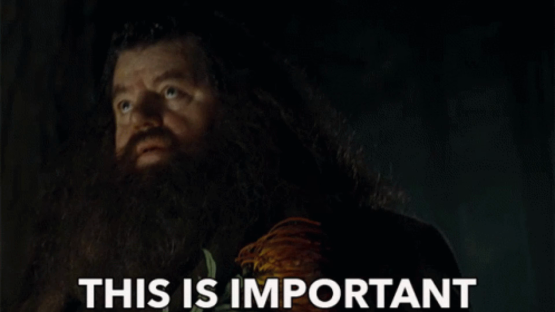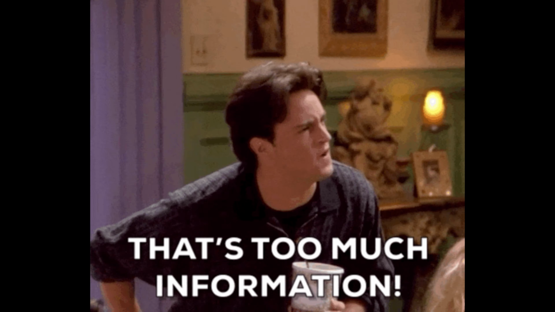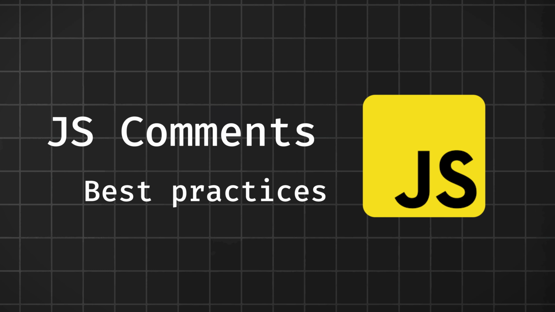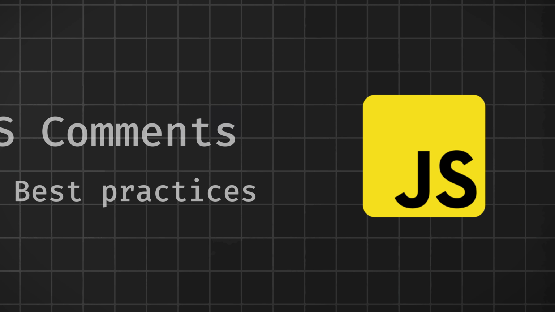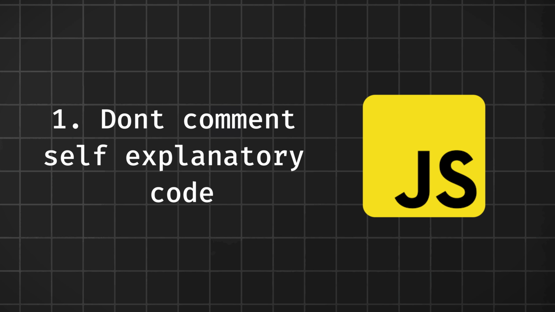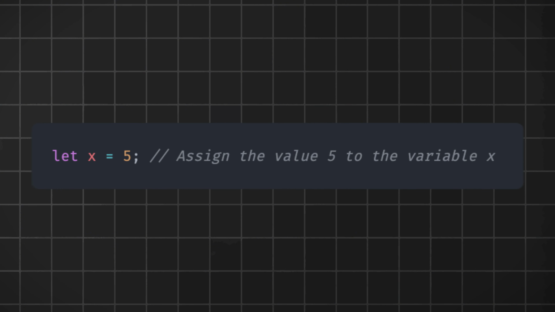Now, it's important to note that you can overdo it with comments. Here are a few tips to keep your code clean and your comments useful. Number 1, don't comment code that's already self-explanatory. For example, if we declare a variable like let x equals 5, we don't need a comment that says we're assigning 5 to x. The code speaks for itself.